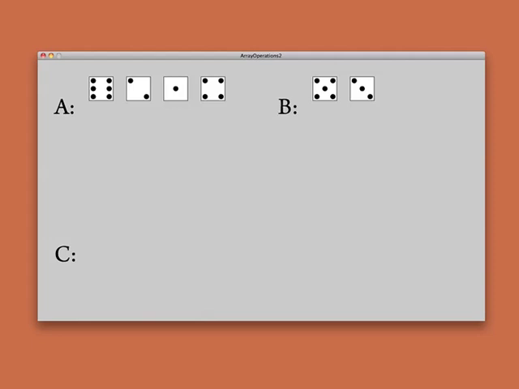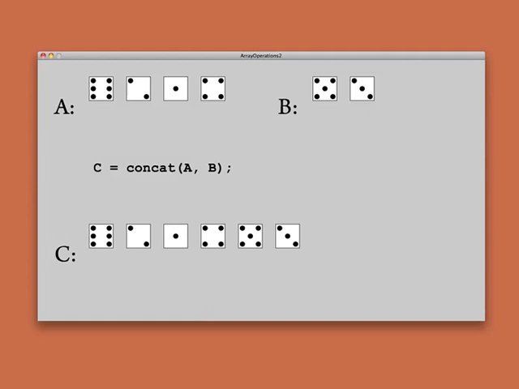The next operation we'll look at is concat. Concat is short for concatenation, which is a mouthful. So it's a good thing it got shortened to concat. Concatenation means put two things together. Just stick them together, and that's what concat does. If you say concat A comma B, it makes a copy of A, it makes a copy of B, and it just glues them together. And you can see the output C is just the array A followed by the array B.